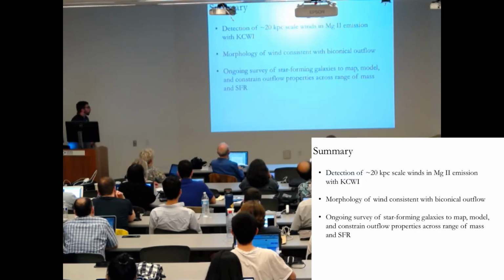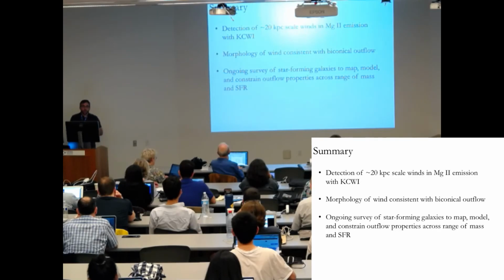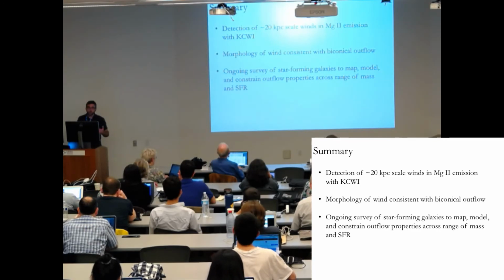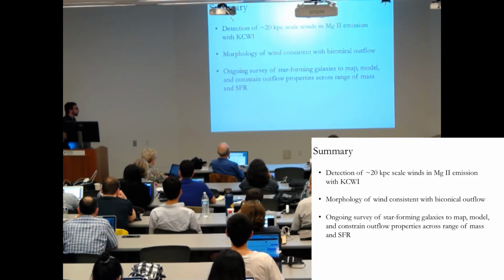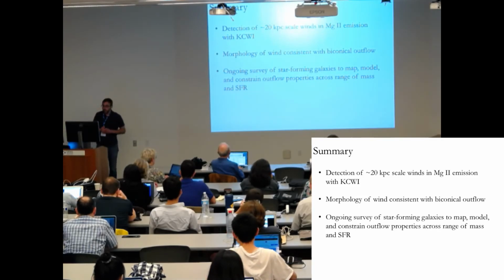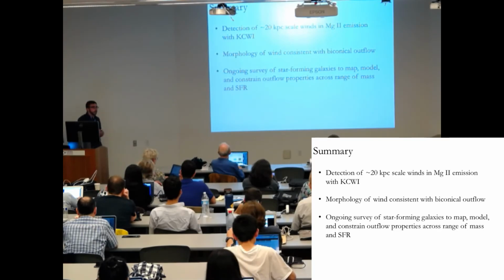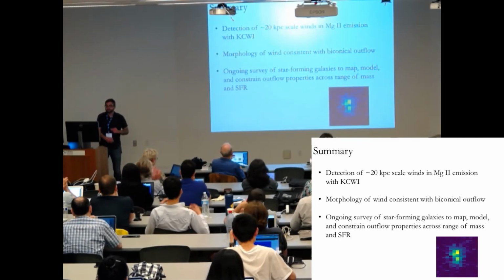Okay, so with that, I will go ahead and conclude. I'm happy to say we've detected extended magnesium-2 emission around a star-forming galaxy, and this is on scales of about 20 kiloparsecs on the side. The morphology is consistent with a biconical outflow. Stay tuned for more precise measurements and characterization of the wind, and stay tuned for our ongoing survey of a sample of these galaxies to map these galactic scale outflows. Thank you very much.